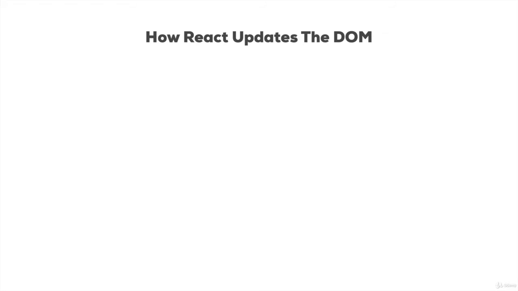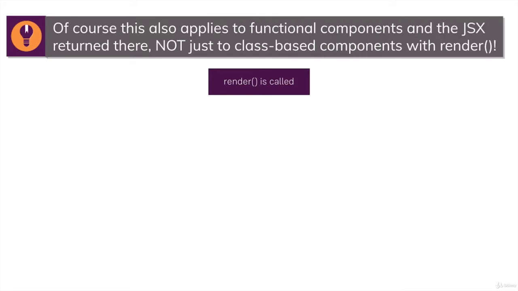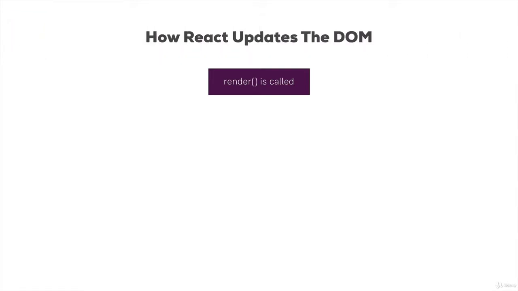How does React update the real DOM, the DOM in the browser, I mean with that? The render method being called does not immediately also render this to the real DOM. The name can be misleading. This does not mean that it renders it to the DOM. Render is more a suggestion of what the HTML should look like in the end.